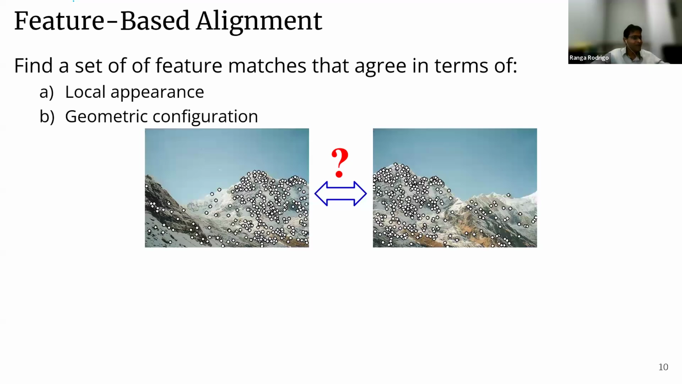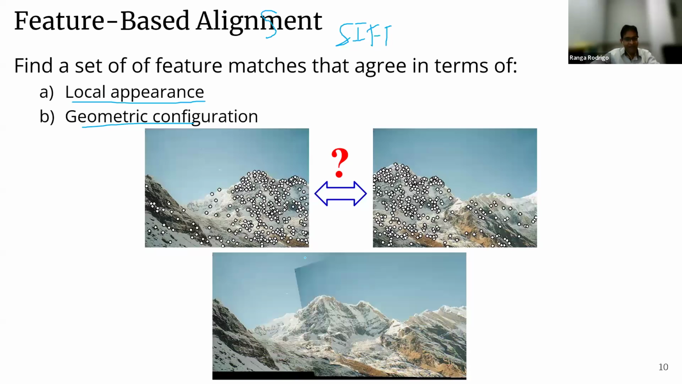Okay. Let's see how this is done. First of all, we find a set of feature matches that agree in terms of local appearance and geometric transformation. Those feature matches, we have learned them as SIFT. I had told you about SIFT, and I spoke about Colmap, and I spoke about SuperGlue. These are so-called features, and they can be found in both the images. Their local appearance is the same, and you can use geometric configuration also. They agree.